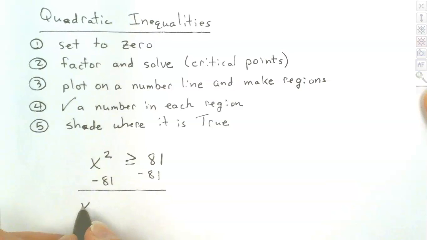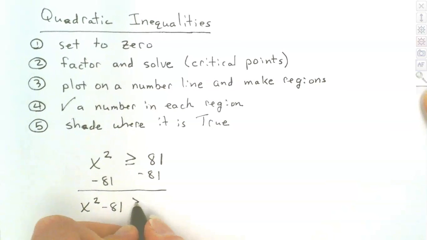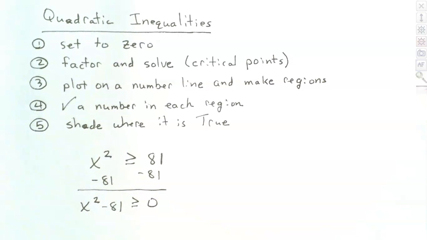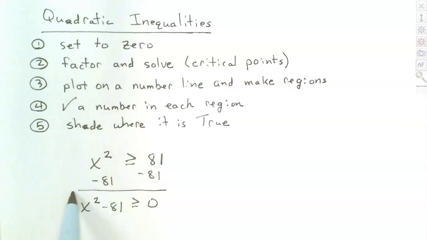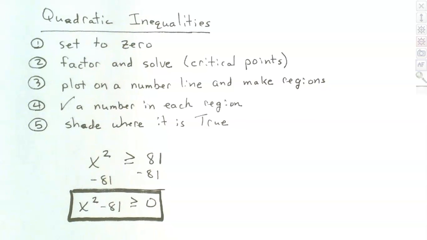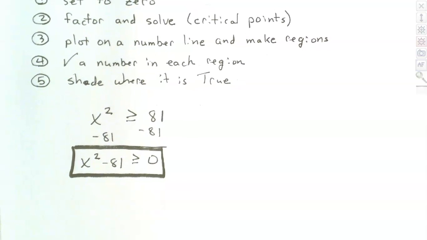And then we have x squared minus 81 is greater than or equal to 0. And this is what we're going to be checking them in. So we'll go ahead and put a box around this. We'll check it in this one. It's easier normally to check it in the one where it's set to 0 than the original.